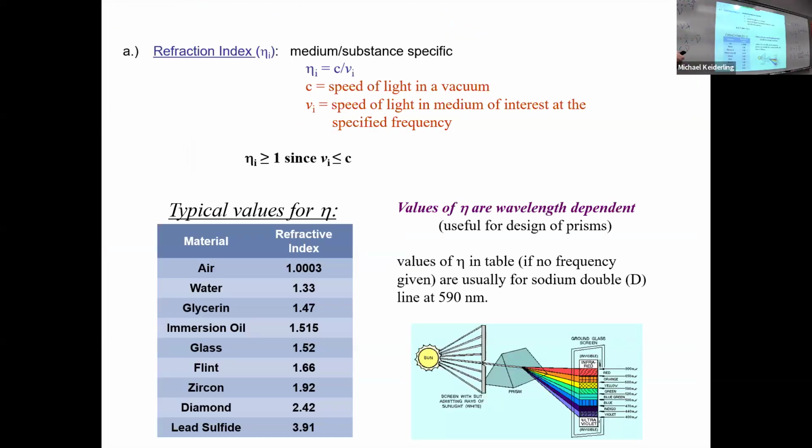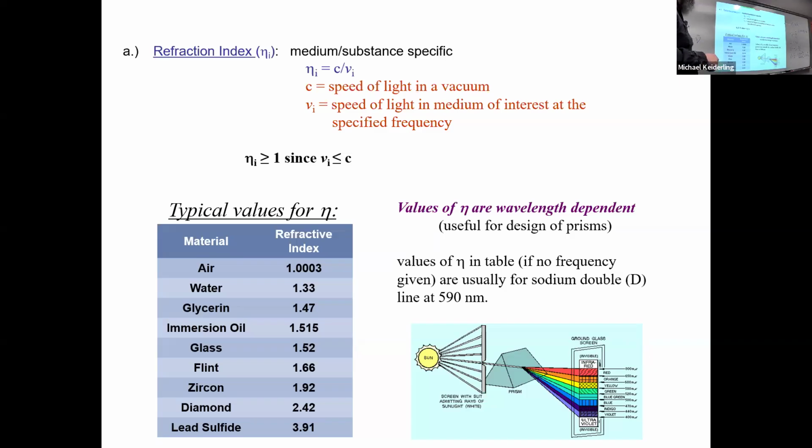And the refractive index is medium or substance specific. So the index of refraction is the speed of light in a vacuum over the speed of light in the medium. So the index of refraction will always be greater than or equal to 1. So here are some examples. They generally don't get that high.